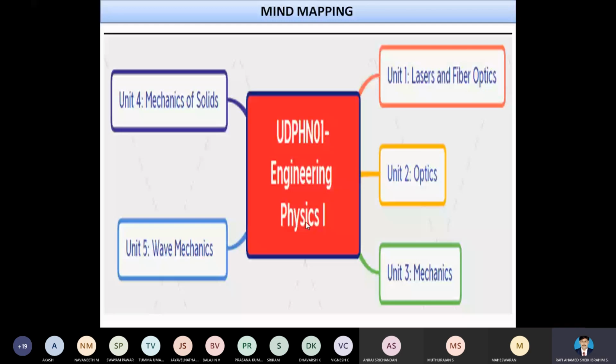Unit number 1, lasers and fiber optics. Unit number 2, optics. Unit number 3, mechanics. Unit number 4, mechanics of solids. Unit number 5, wave mechanics. Totally, we are going to consider these 5 units for our first semester for Engineering Physics 1 UDPH N01.